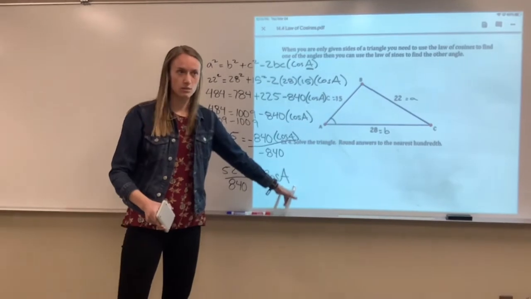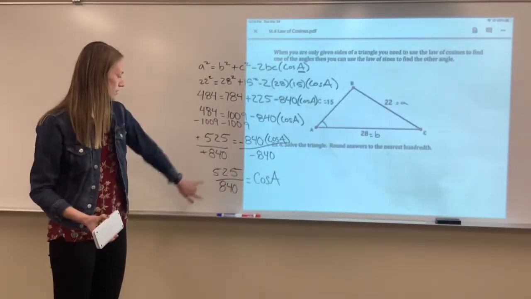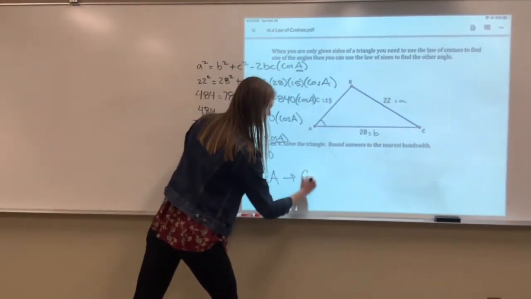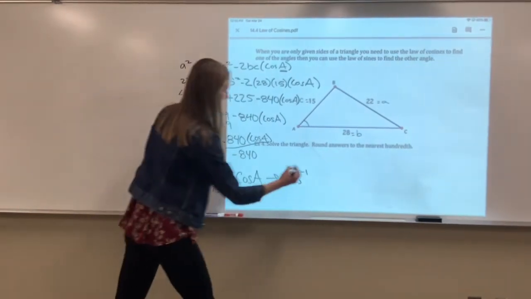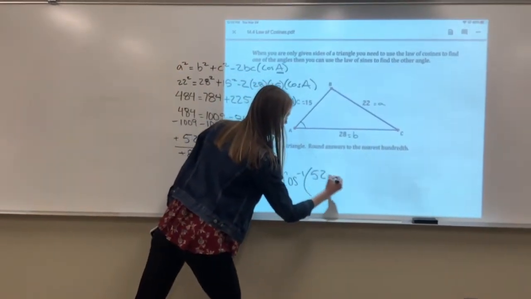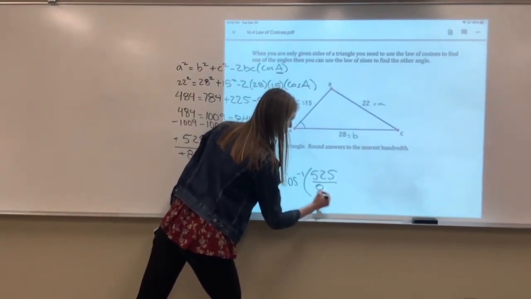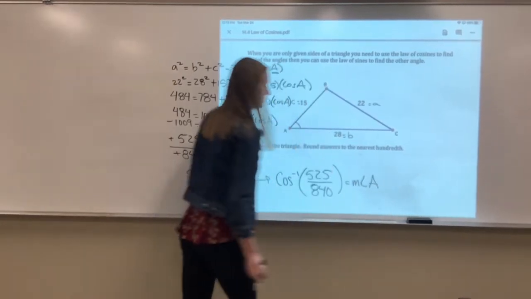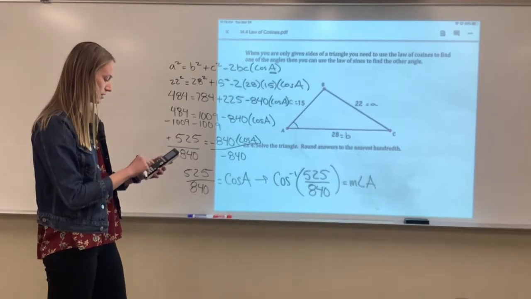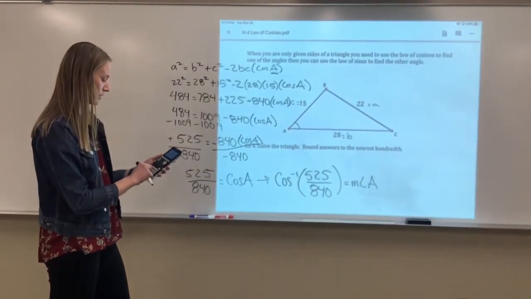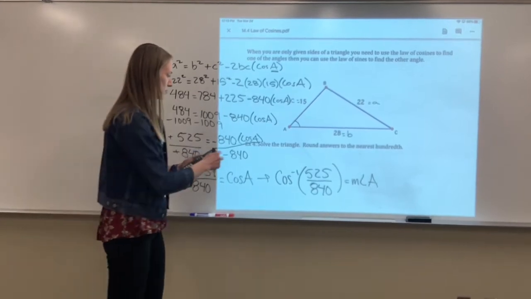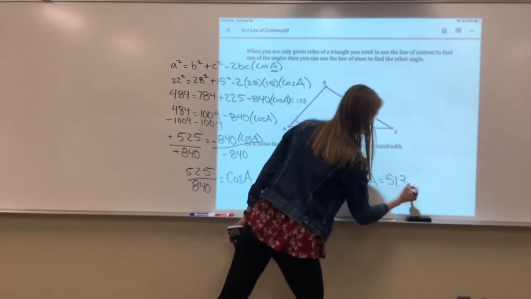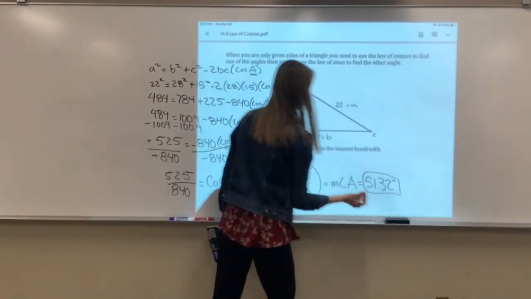And now since we're looking for the angle, we have to use the inverse cosine. With this as our ratio, we're just working with big numbers, but it's still a fraction. So we rewrite this as cosine inverse of 525 divided by 840 equals. Calculator. Second cosine, 525 divided by 840 equals 51.32 degrees. So that would be the measure of angle A over here.